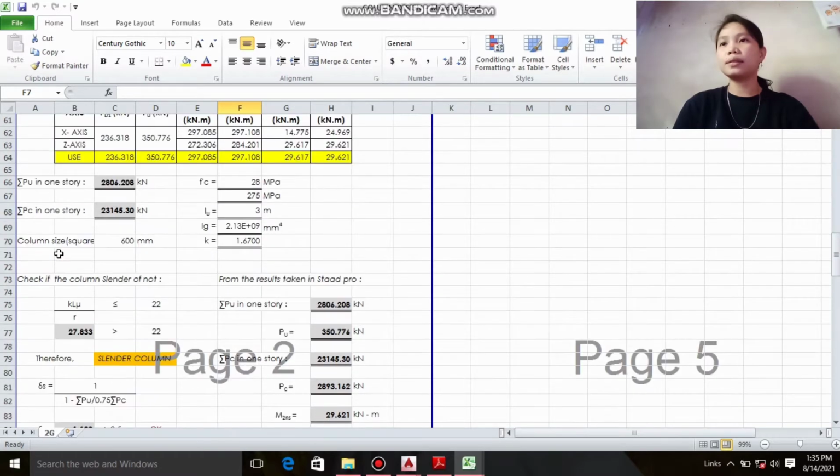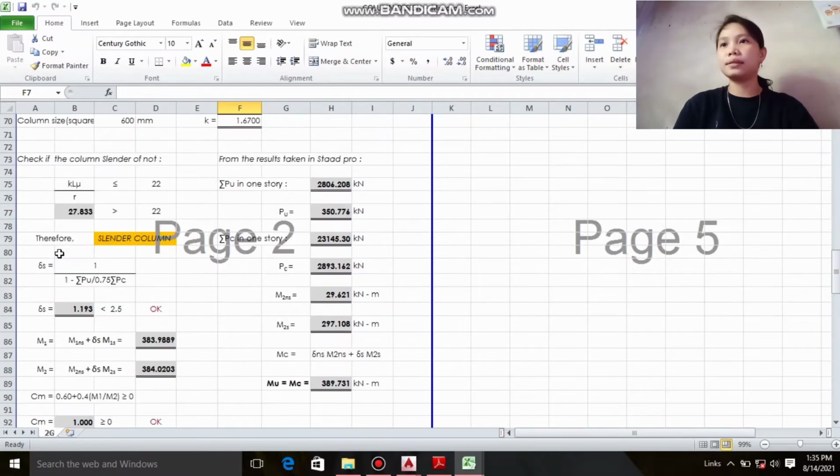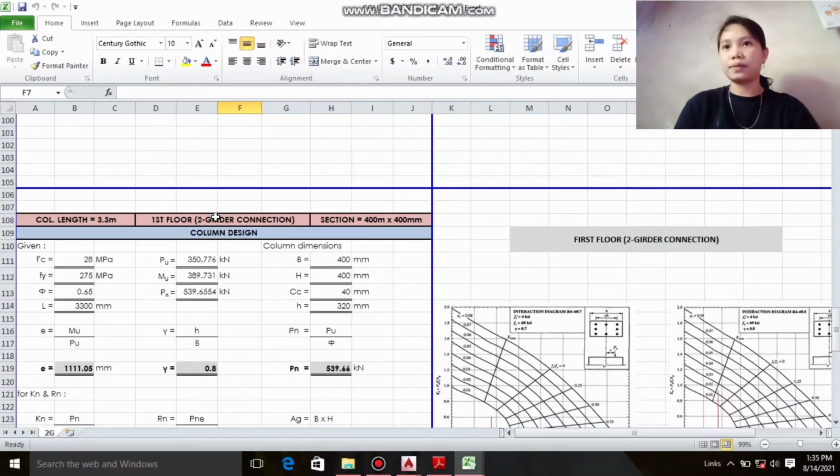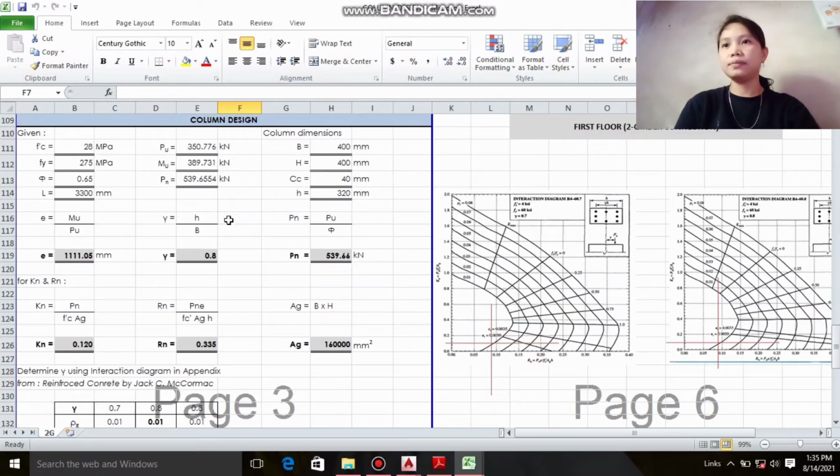the x-axis and the z-axis. So this one, and check if the column is slender or not, from the result taken in STAAD Pro. One, the column design.